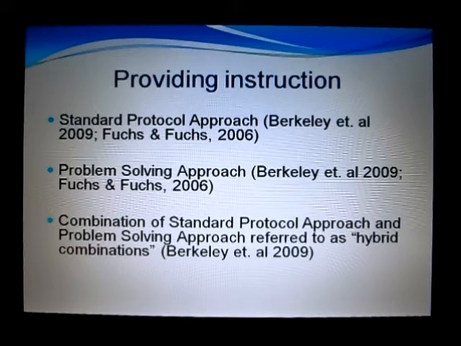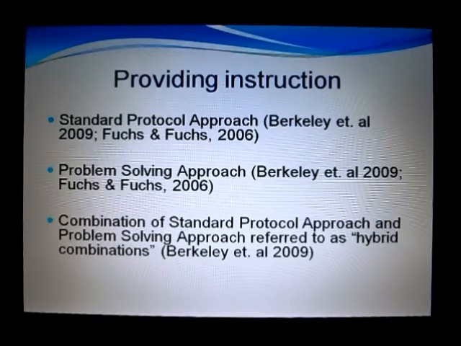This next slide talks about providing instruction, and there are different approaches to provide instruction within RtI. There's a standard protocol approach and the problem-solving approach.